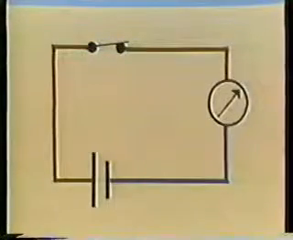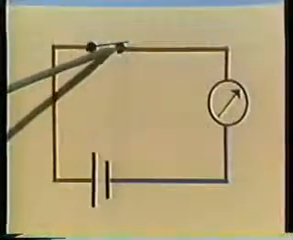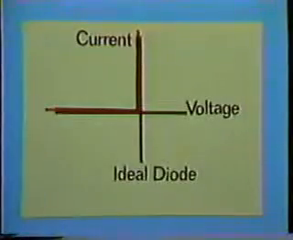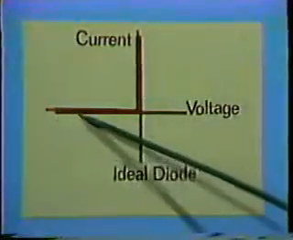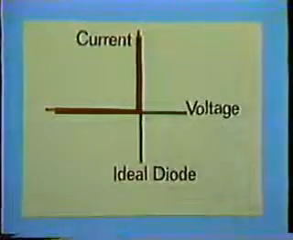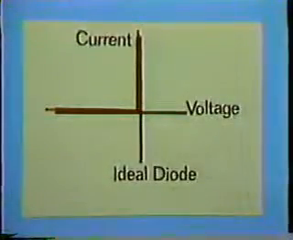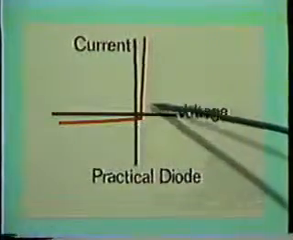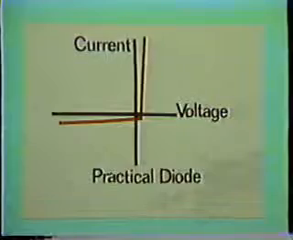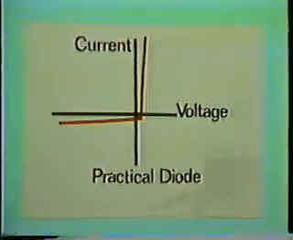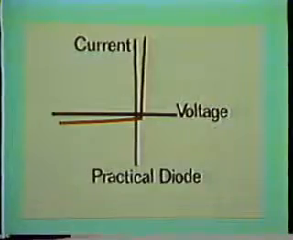An ideal diode would be like a switch, closed when it's forward biased and open when it's reverse biased. The characteristic curve, a plot of the voltage across the diode versus the current through the diode, looks like this. Ideal diodes do not exist, but many practical diodes do approach the ideal diode and can be considered as ideal diodes for many applications in electronic circuits.